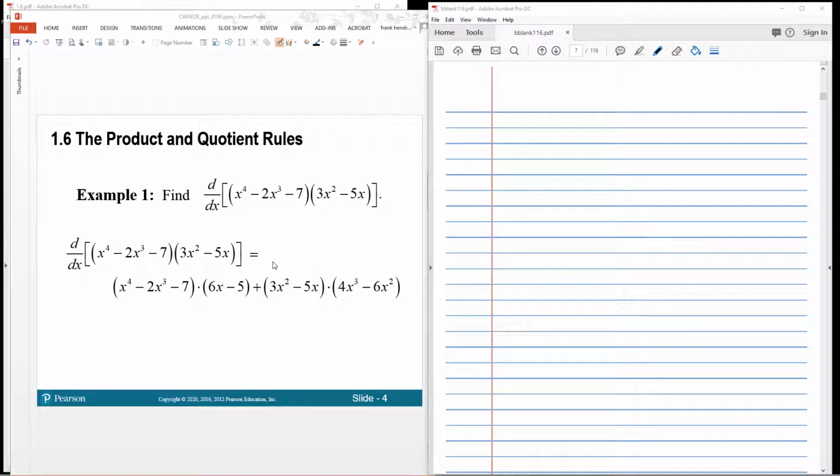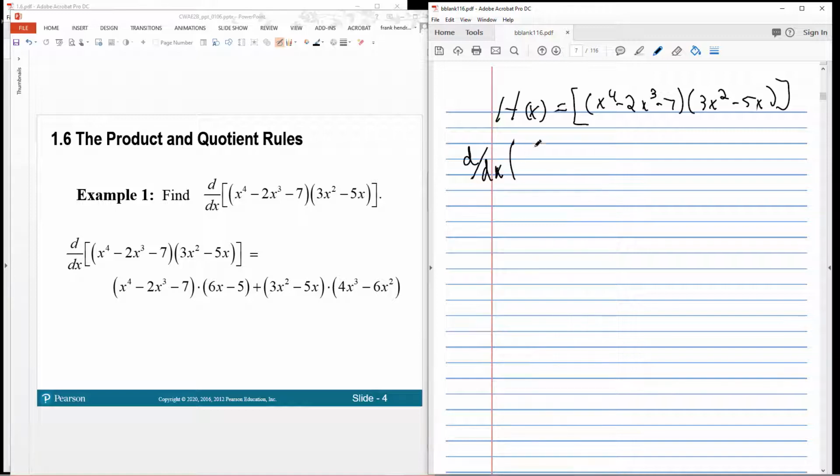So now they want us to find the derivative of this function here. So then we'll start out with, I'm going to call the function h of x. The original function is h of x, x to the fourth minus 2x to the third minus 7, times 3x squared minus 5x. That's our function there. And they want us to find the derivative of that function. So the derivative would be something like d/dx of h of x.